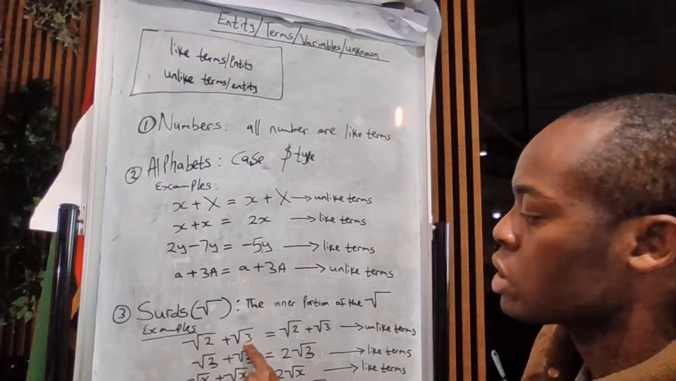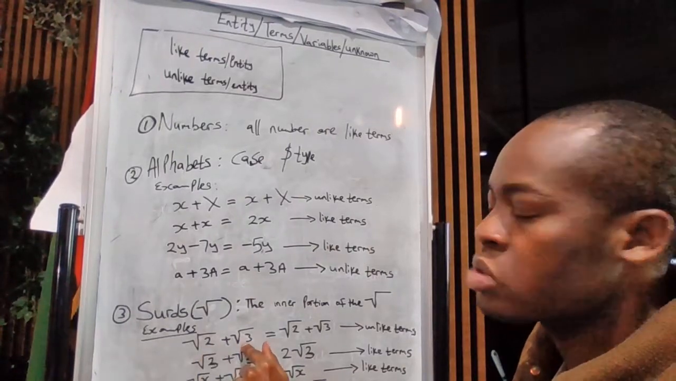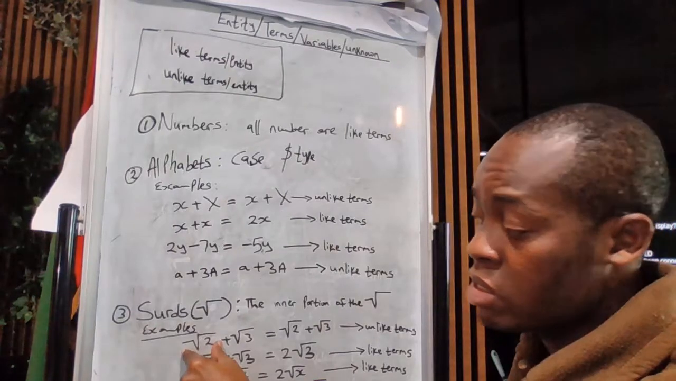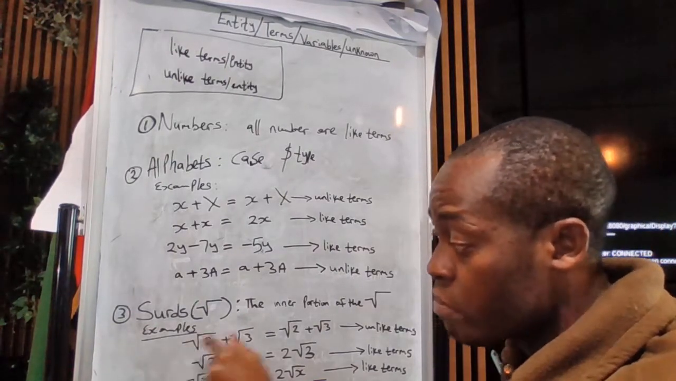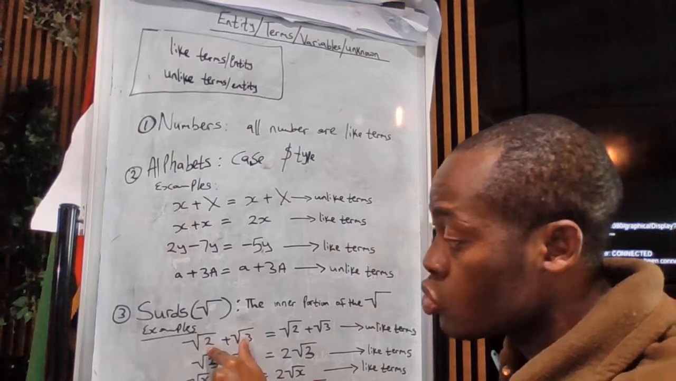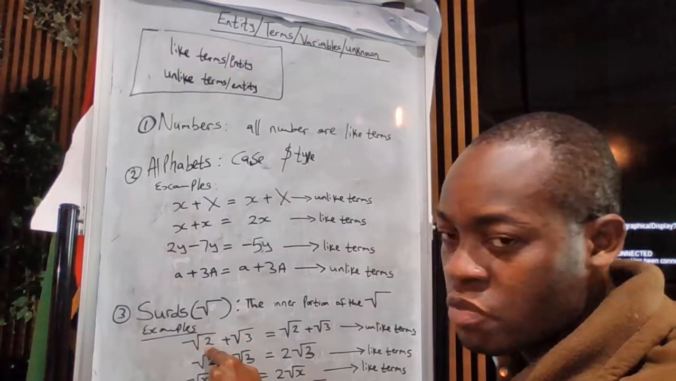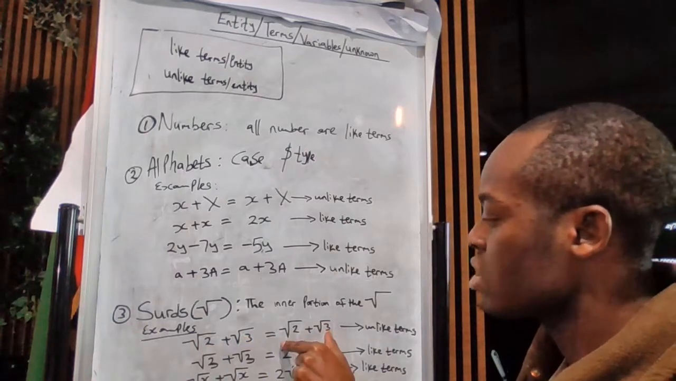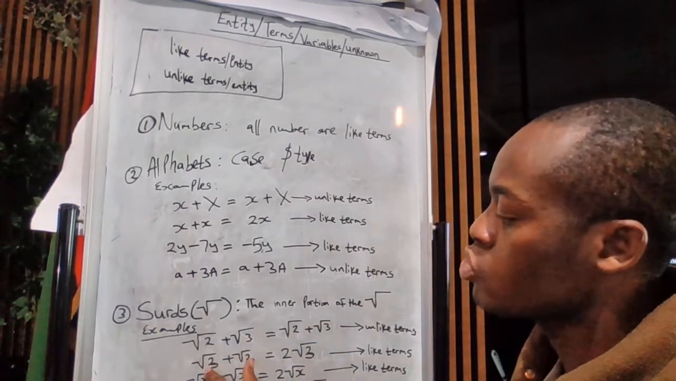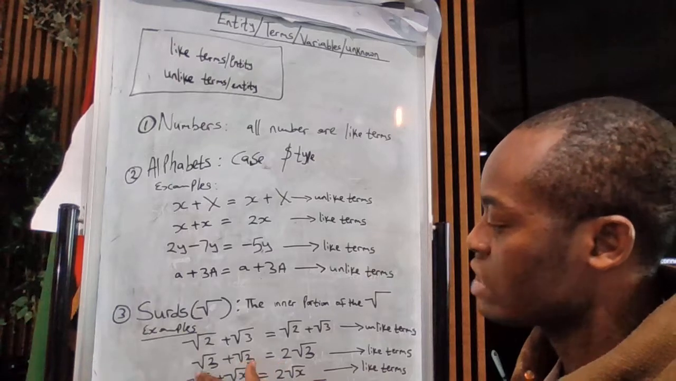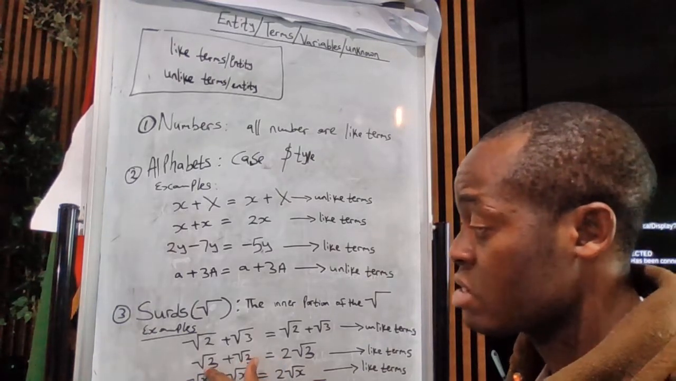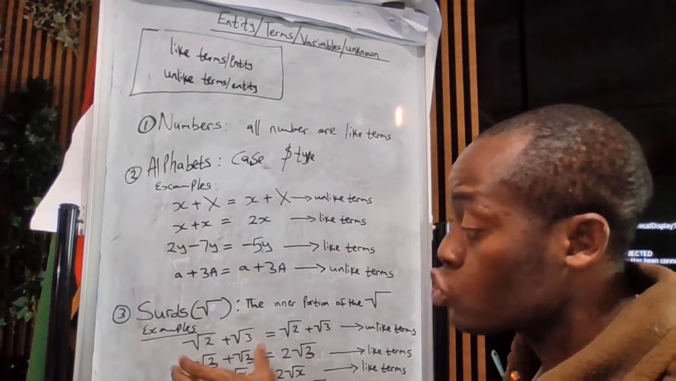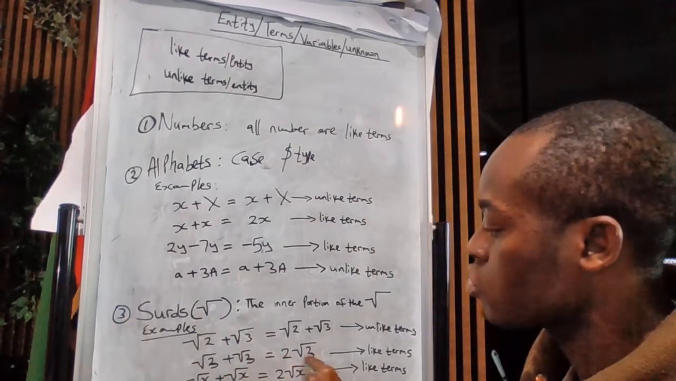Root 2 plus root 3. Root 2 is different from root 3. They are not ordinary numbers again. Root 2 is not a number, it's a surd. Root 3, that is surd 3, is the same thing as root 3. Don't forget. So that is why, so far they are different, the answer will remain like this. The same thing, root 3 plus root 3, that is, they are the same. They are like terms. That will be 2 of these. 2 of what? Root 3.